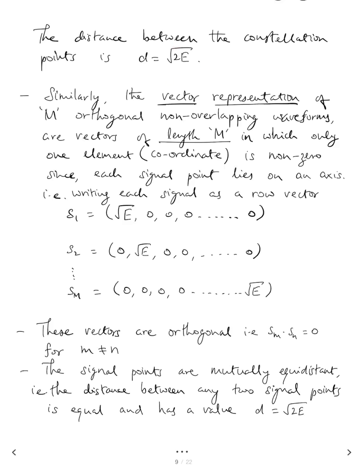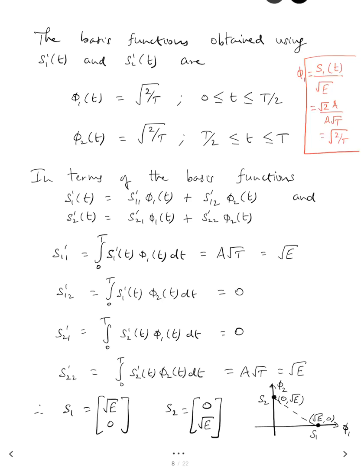Extending this idea, since the non-overlapping waveforms, when represented in the signal space, are all points which lie on the axis, only one of the coordinates will have a value. So if this is a two-dimensional space, the x coordinate has a value which is the norm, and the y coordinate is 0.